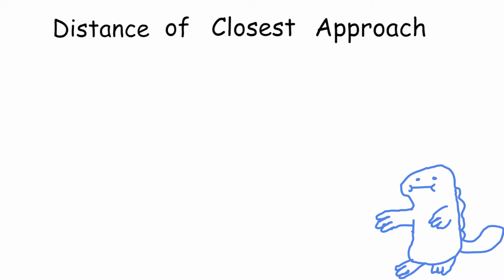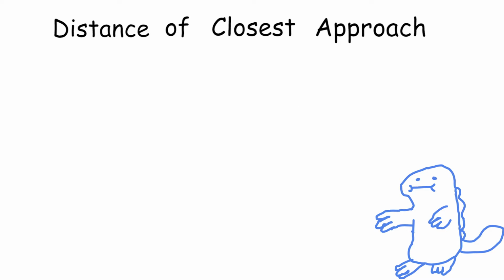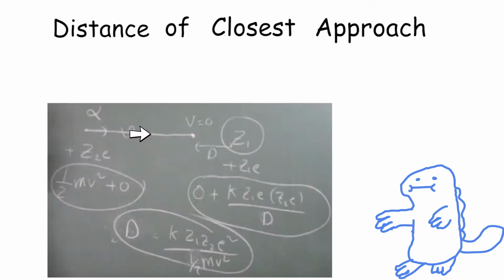Firstly, let me derive the impact parameter and the distance of closest approach. The distance of closest approach is the minimum distance between the alpha particle and the nucleus. Alright, let's say for example an alpha particle is moving towards the nucleus and it's straight in front of it, where the impact parameter is 0, but I haven't taught you the impact parameter yet, so we'll get onto that later. So the impact parameter is 0 and it's traveling straight in front of the nucleus.